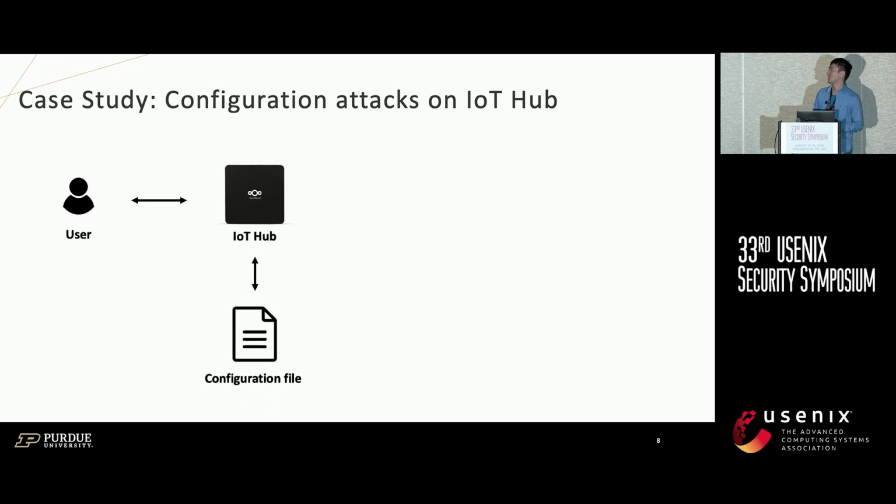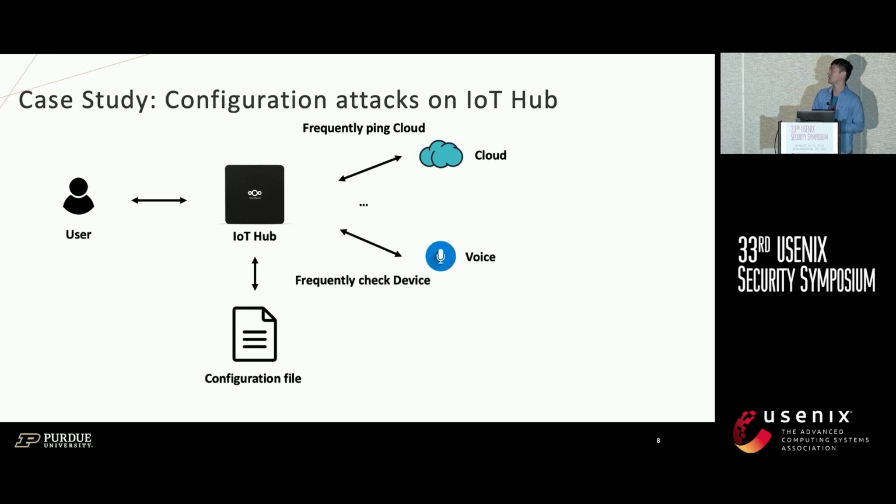So this IoT hub has a set of predefined rules in its configuration files. These configuration files specify how the IoT hub interacts with other devices. So the configuration file is crucial in these scenarios.